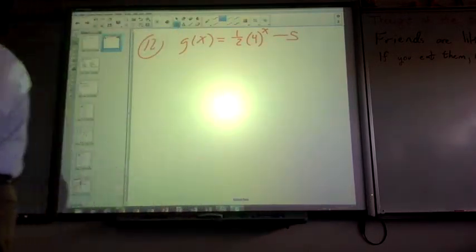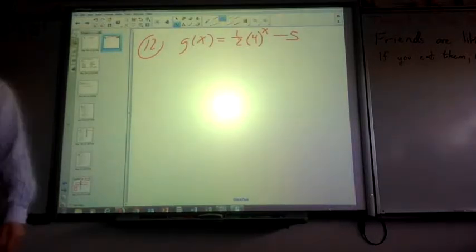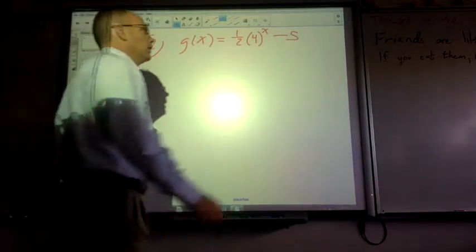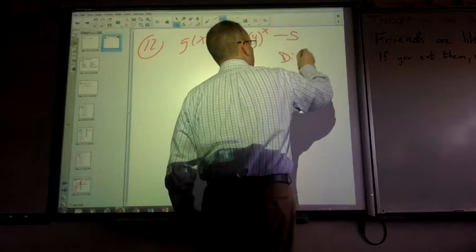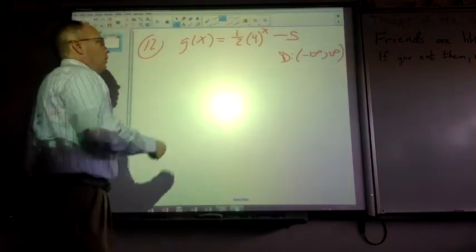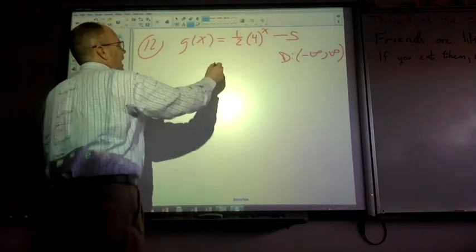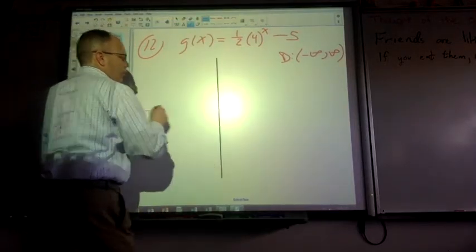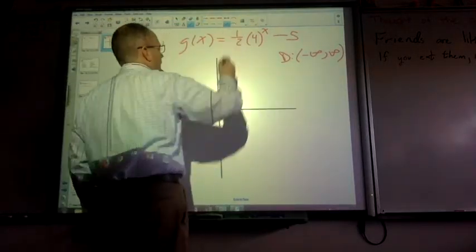What is my horizontal asymptote on this one? Negative 5. Hey, what's my domain? Negative infinity to infinity. Negative infinity, positive infinity, right? And we'll graph it before we get that. We have an asymptote at negative 5. Does everyone feel comfortable with that?